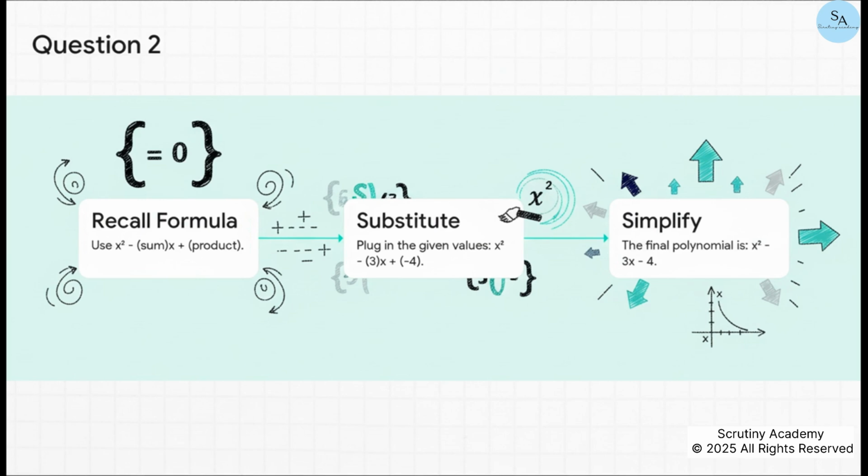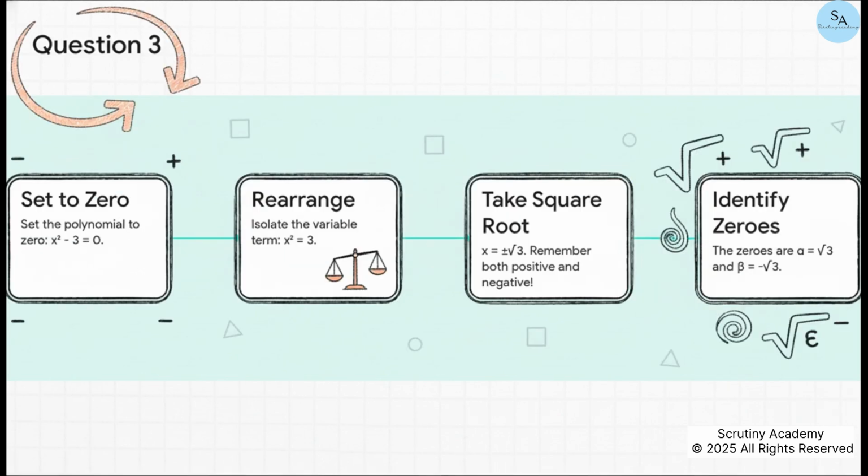X squared minus 3 times x plus -4. Let's just clean that up a bit, and our answer is x squared minus 3x minus 4. Done. This one might look a little weird because there's no x term, but the process is the same.